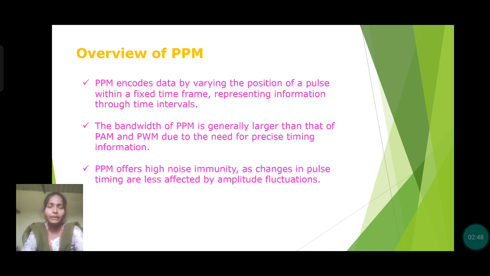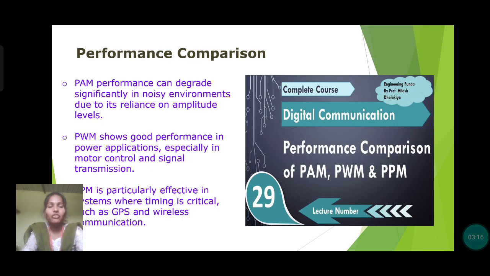Overview of PPM. PPM encodes data by varying the position of a pulse within a fixed time frame, representing information through time intervals. The bandwidth of PPM is generally larger than that of PAM and PWM due to the need for precise timing information. PPM offers high noise immunity, as changes in pulse timing are less affected by amplitude fluctuations.